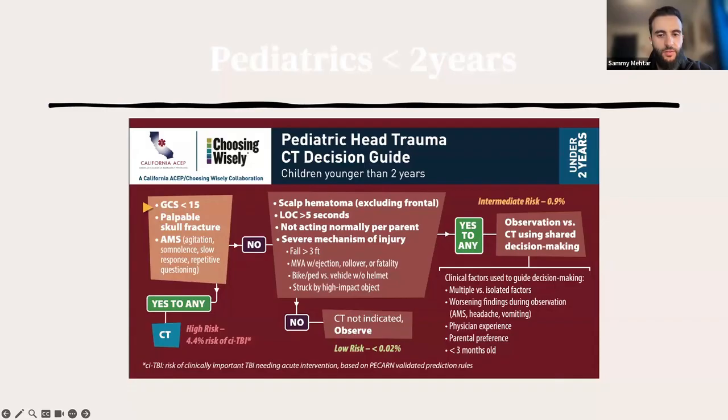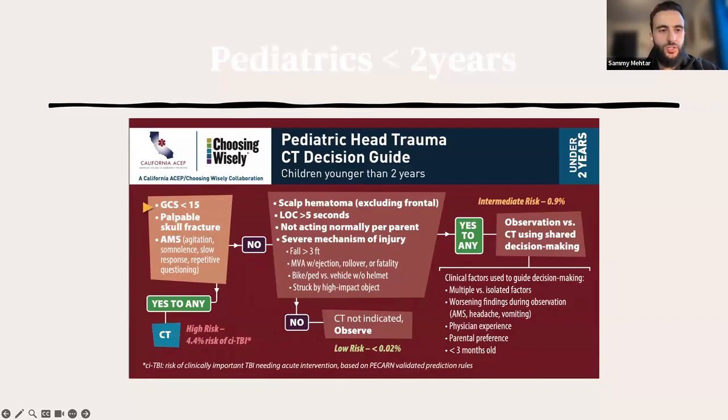This is a very helpful guideline because a lot of times we're stuck trying to decide whether or not we want to get further imaging for our pediatric populations, and we want to spare them the radiation when it's unnecessary. But this is a great guideline for when you should or should not get CT imaging. For pediatric populations under 2 years old, if they have a pediatric GCS under 15, any palpable obvious skull fractures, or altered mental status, in the setting of trauma those would all be indications to get a CT for a traumatic brain injury, because they're at higher risk, with approximately a 4.4% risk of a finding on imaging.